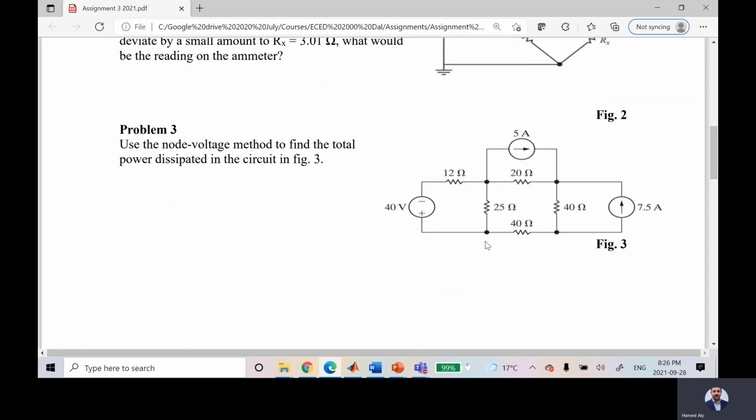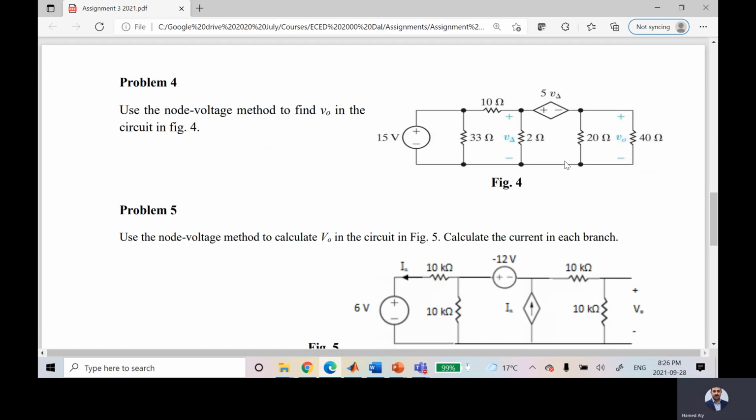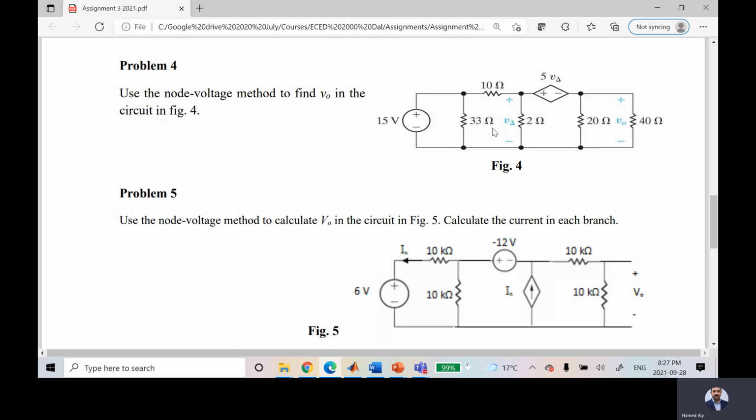This guy, I can choose to be my reference node. Then I have 1, 2, 3 nodes. Am I right? And what about this? All of those will be my reference node, right? Then I have this and this one and this one. Can I consider this guy a super node? Yeah, so I'll have 2 nodes.